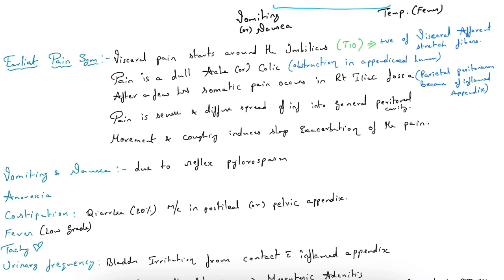and the pain gets severe because of spread in the peritoneal cavity. With movements and coughing the patient gets sharp exacerbation of the pain, and nausea and vomiting because of pylorospasm or reflux. Next we see anorexia, meaning loss of appetite, and constipation. Diarrhea occurs in about 20%, and with a post-ileal or pelvic appendix we most commonly see constipation.